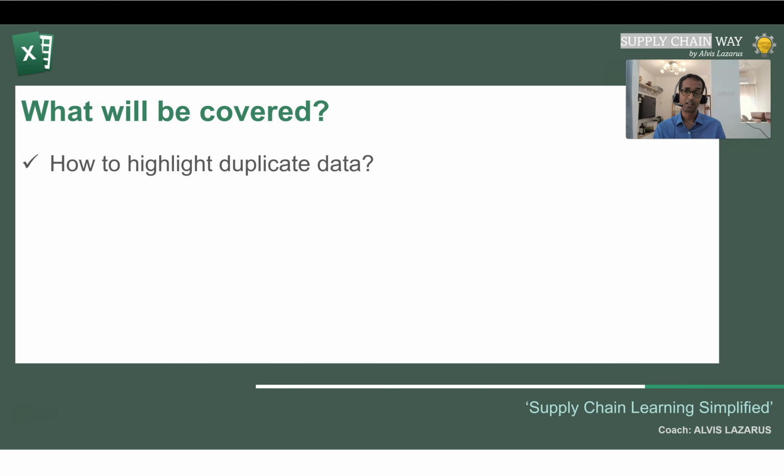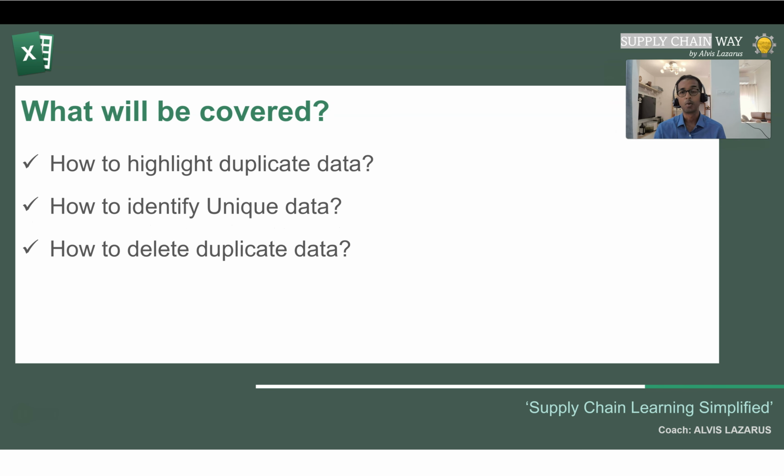First and foremost, we will find out how you can highlight the duplicate data in a dataset. That will be a quick dipstick check to see, okay, are there any duplicate data available? That is the first thing we'll learn in this video. Second, we'll also learn how to identify unique data in a dataset. And the last one, we will learn how to delete that duplicate data, so whatever remains would be the unique set of the data.